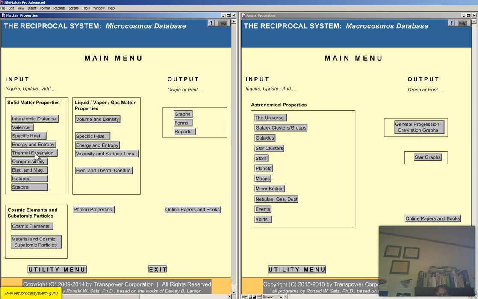Now the other layouts won't take as long as this. The compressibility won't take too long. And the isotopes layout and atomic spectral layout don't take too long either. And liquid and vapor gas matter properties don't take too long to load either. So it's just the middle three here and the solid matter properties that take the longest time to calculate.